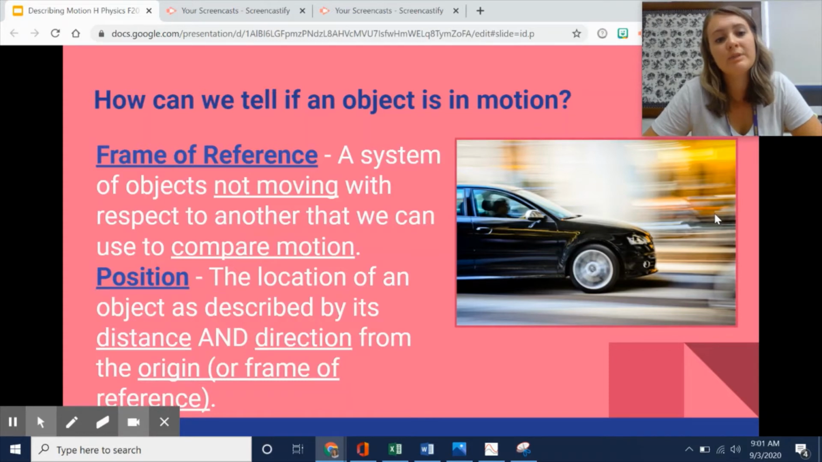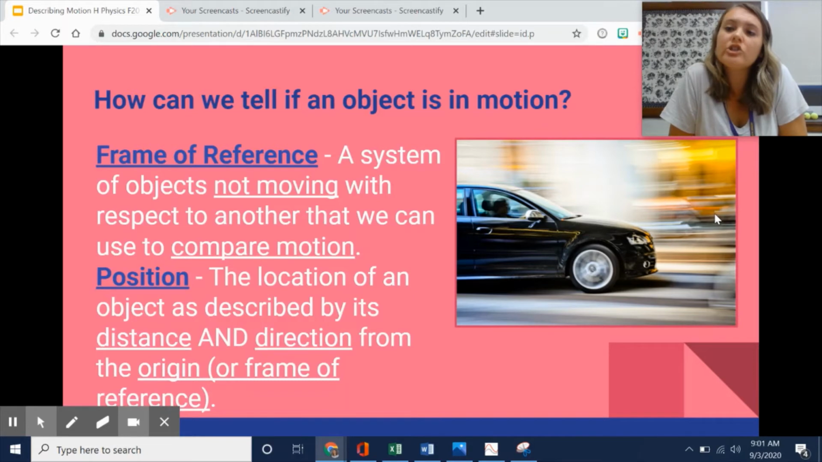But whenever you give the position of an object, there are actually three things that you must always include. First, it's the object's distance and direction from the origin, or, if you compare that to another object, we call that the frame of reference. So think back to the description you wrote for the position of Waldo. Were you helping me identify other objects?